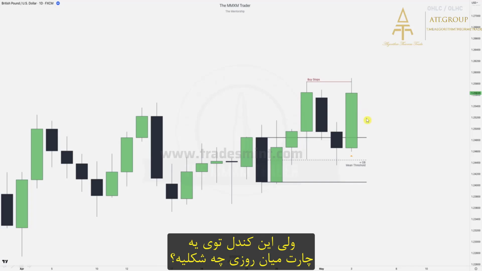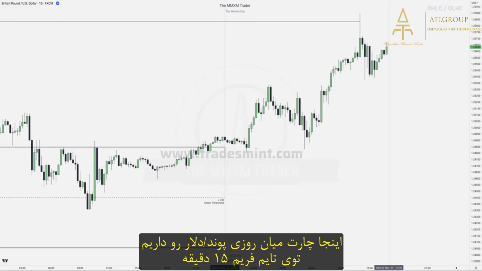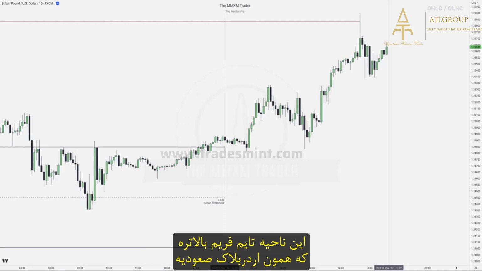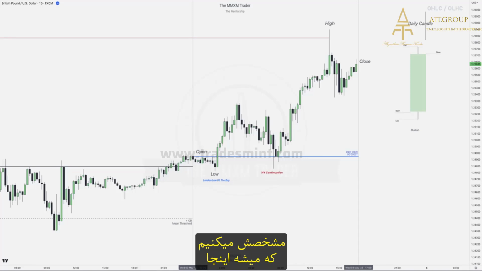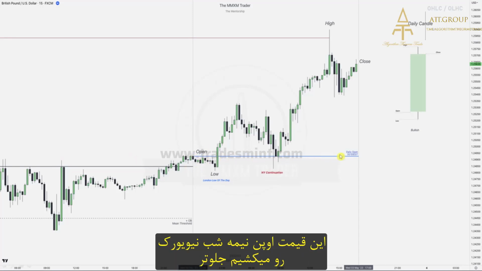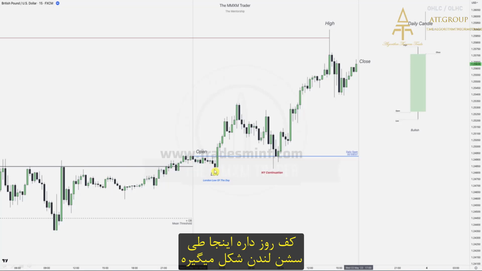But how does that look like on an intraday chart? We've got an intraday chart for the British pound and the US dollar, 15-minute chart, right? We've got that higher time frame POI over here, that bullish order block. Now, where do we create the low of the day? Below that New York midnight open price, right? So let's outline that over here. Draw out that New York midnight opening price, 12 a.m. EST, right? The low of the day is being formed down here during London session.